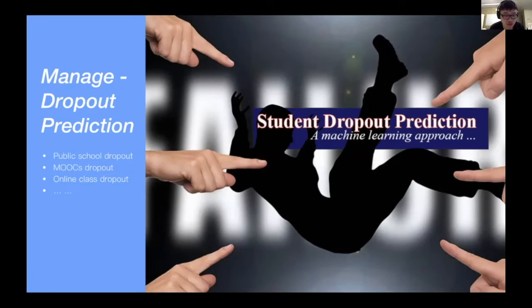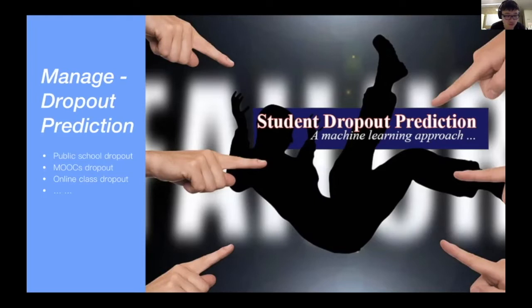And for K-12 education, people try to combine all the information on the platform to predict dropout. I would mention that K-12 student online class dropout prediction is quite different from public school dropout prediction and MOOC dropout prediction. Usually, online K-12 students don't leave many human behavior traces on the platform.